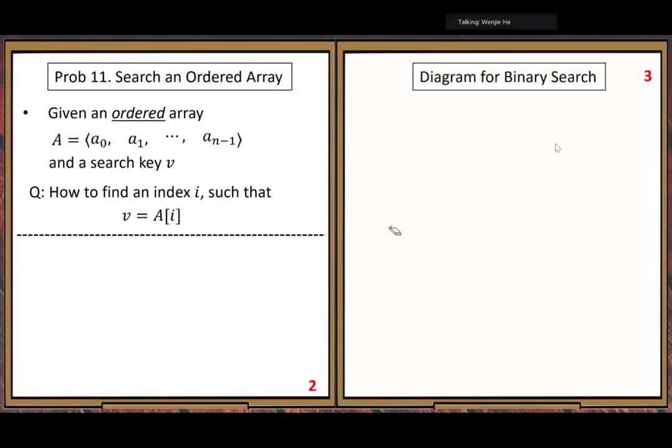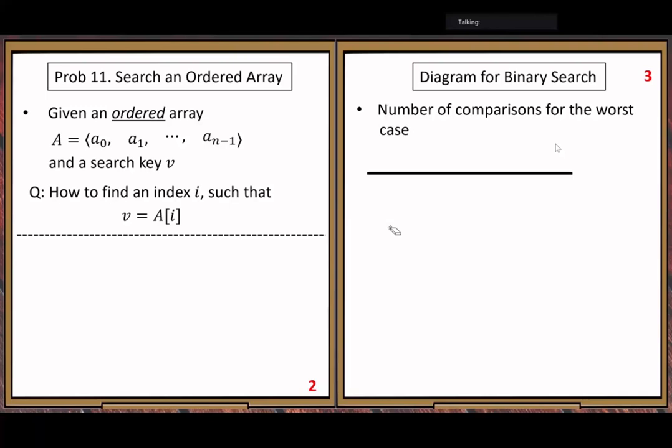Now we want to do some specific math work. The number of comparisons for the worst case. We want to see how many comparisons we need for the worst case. Here I use one line segment to represent the size of the current array.